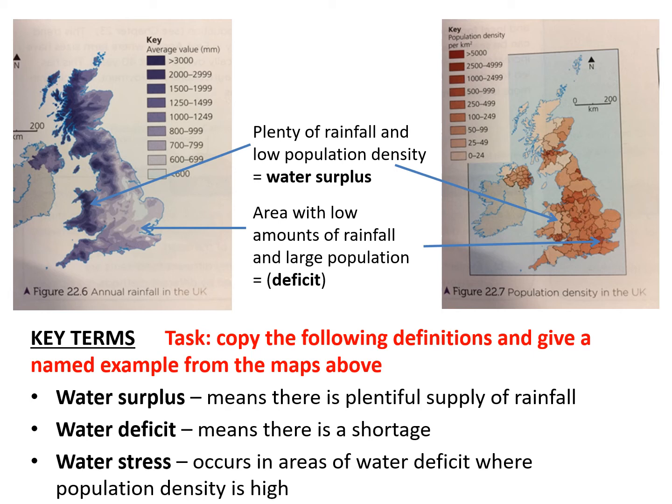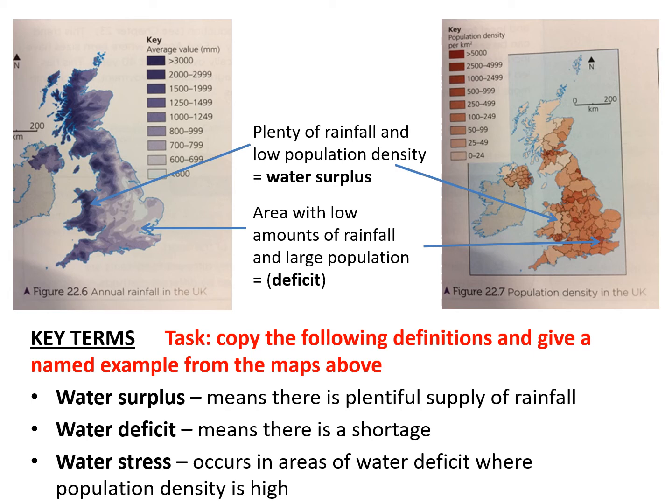Now let's look at the two blue arrows underneath. We've got an area with low amount of rainfall. So I'm pointing to London there. And my other arrow, a large population, again pointing to London. So if we've got not much rain, but we've got a huge population, we can expect a deficit of water. That is not enough.